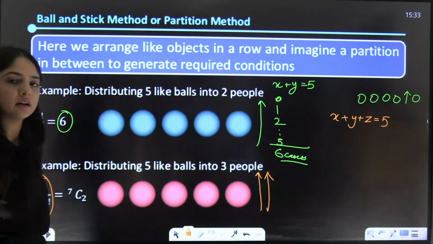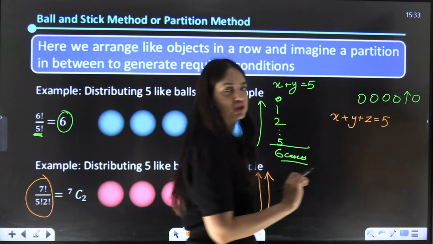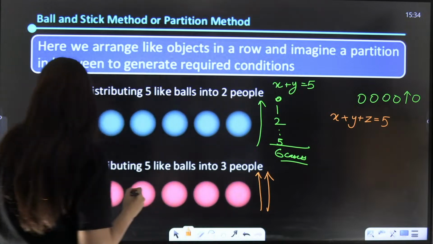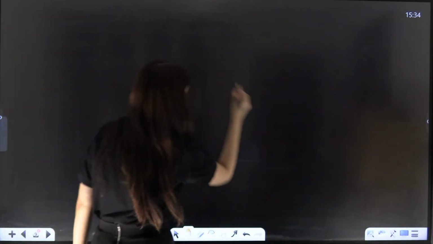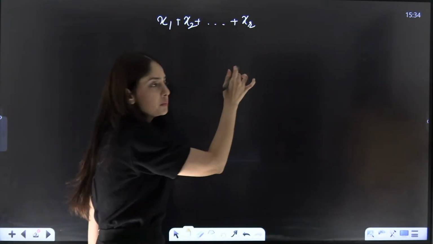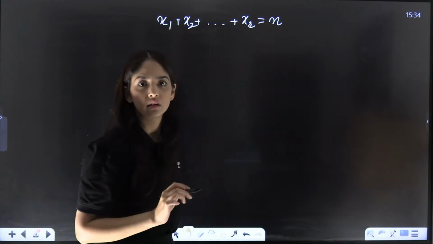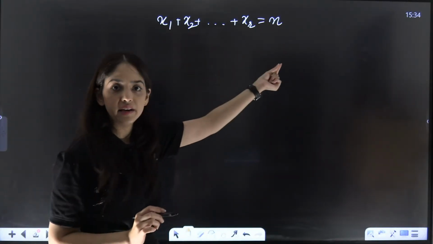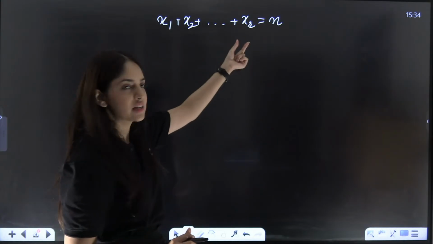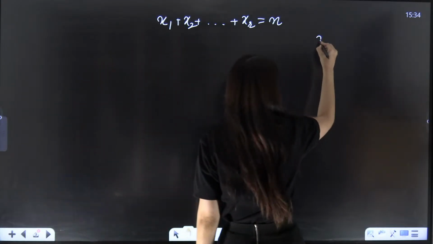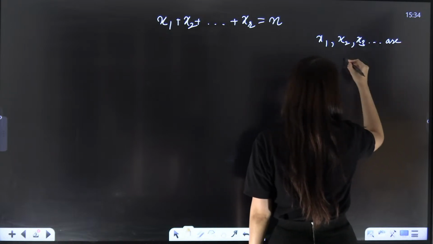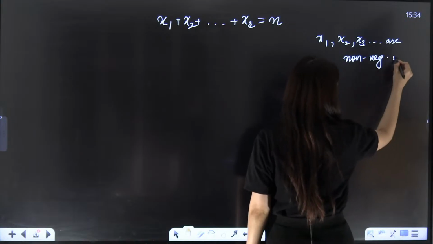So, with this, we get a formula. If we have to find these 3 numbers, x plus y plus z, in general, if we have x1 plus x2 plus up to xr, we have to distribute this n into r different partitions such that their sum is n, and all these x1, x2, x3 and so on are non-negative integers.